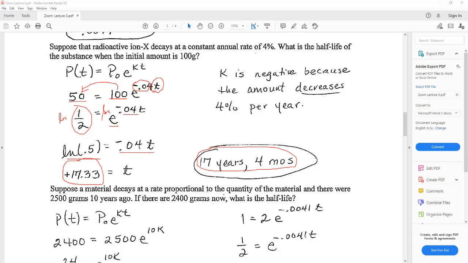Now you may be wondering, how in the world did you get 4 months out of that? Well, the 17 here represents years, and this is a fraction of a year, and we know that a fraction of a year can be expressed in months. So I just multiplied 0.33 by 12, because 0.33 is 33%. In this case, we're looking for 33% of a year, which is 33% of 12, and that gives me pretty close to 4. So 17 years and 4 months is how long it would take for radioactive ion X to go from 100 grams down to 50.